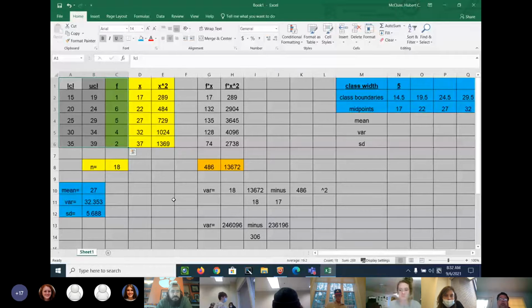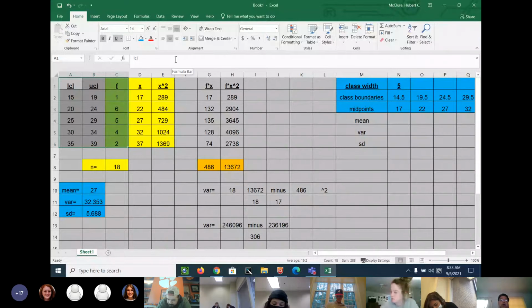I got halfway through the class. We went over what we went over last week, and that was class width, class boundaries, midpoints, and mean, variance, standard deviation of a quantitative frequency distribution. Okay, that's 2.1, 2.2.